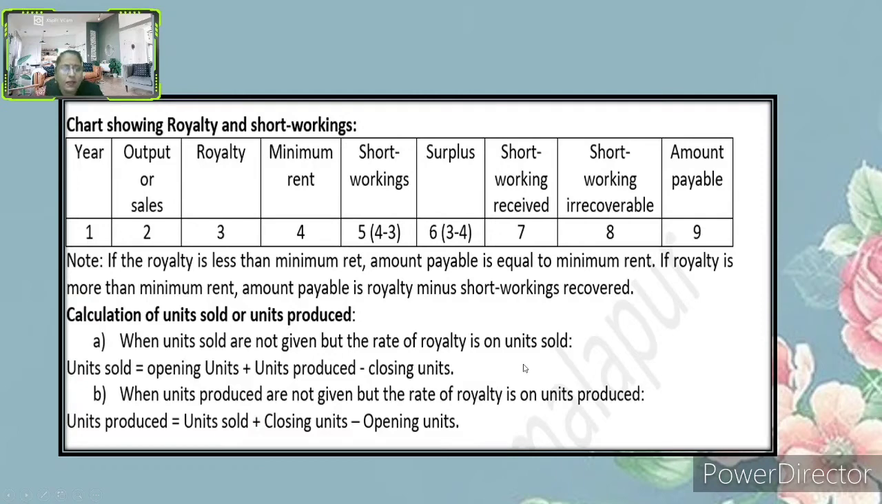Okay. Then the next: when the units produced are not given, but the rate of royalty on units produced is given, then units produced is equal to units sold plus closing units minus opening units. In this way, we have to consider the units according to how they are given in the problem. Okay, this is the chart for how to calculate the royalty and short workings, and the units produced and sold. This is a very important chart. If you understand this one, we can solve any number of problems under royalty. Okay.